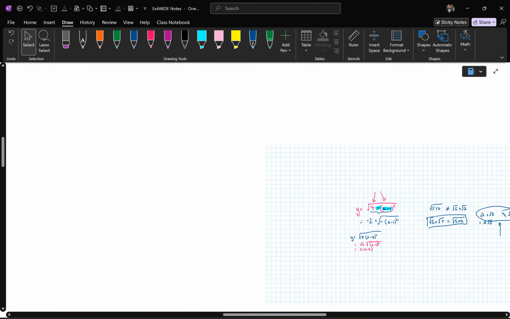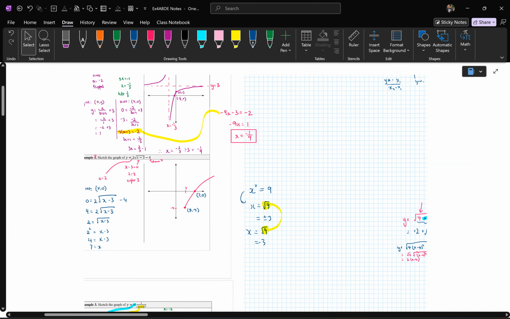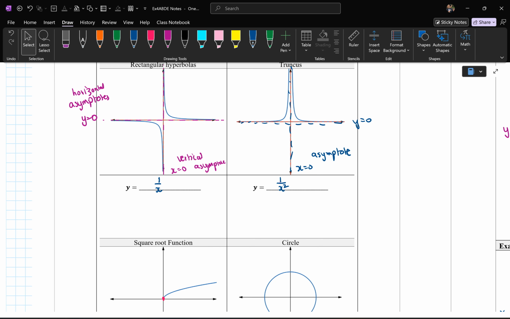All right, team. That's a lot of information about circles, especially if you haven't practiced rectangular hyperbolas, truncus, and square roots. I want you to either have a look at your exercise or this worksheet. This worksheet is going to be testing you. If you want to start easier, flip inside. The one that says 4ABDE homework starts off easier.